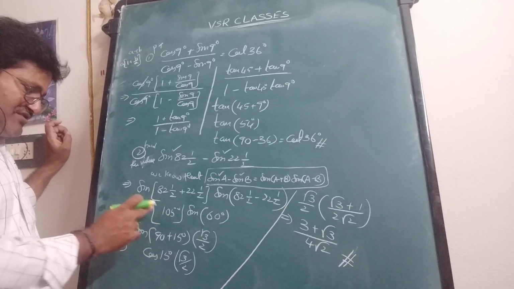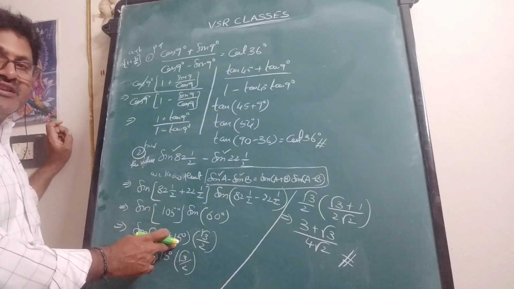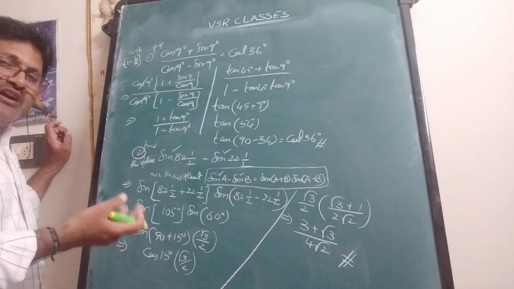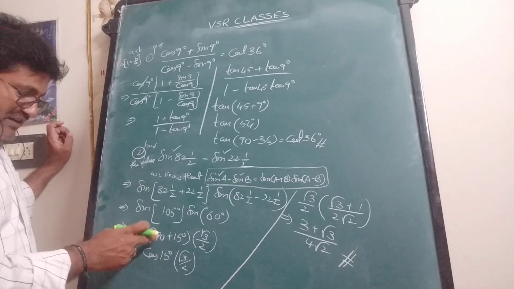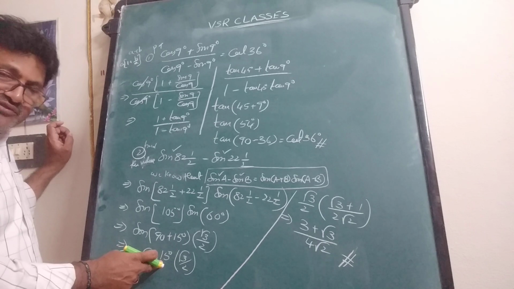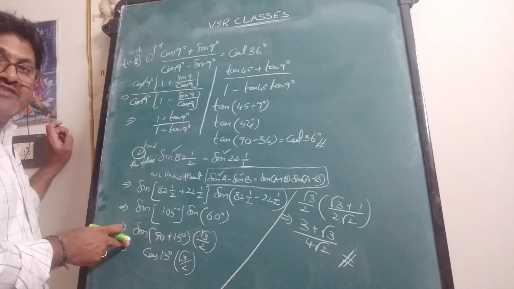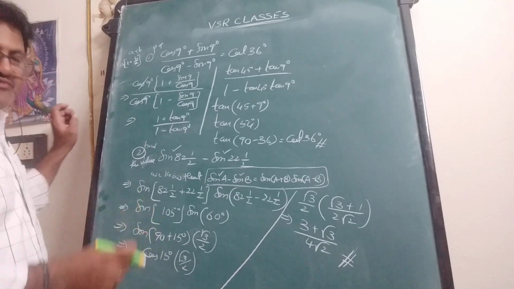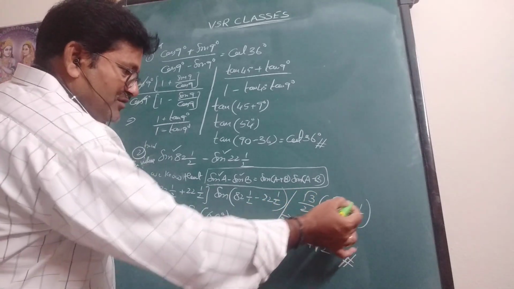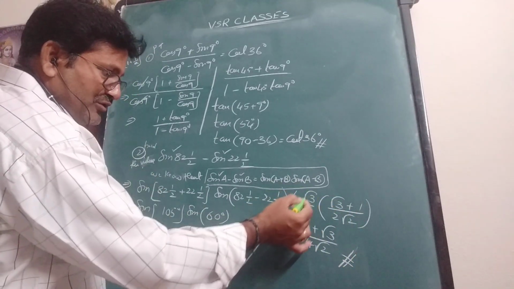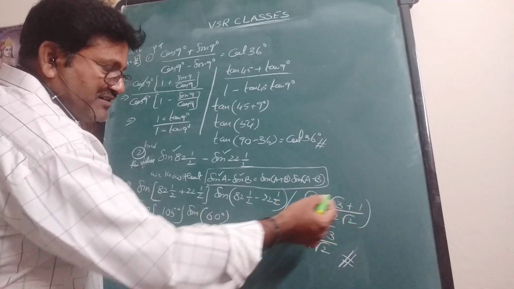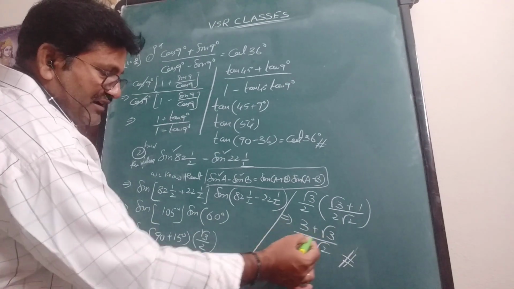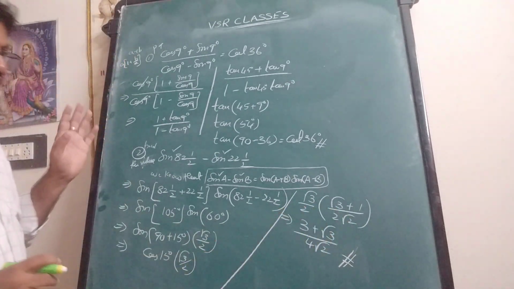And we can change sine 105, because directly we don't have known values. We have to change it to known values. So sine of 90 plus 15 we got cos 15. Why? Because this is the second quadrant, sine is positive and the function changes to cos 15. What is cos 15? Root 3 plus 1 by 2 root 2. Just multiply internally. Root 3 into root 3 is 3 plus 1 into root 3 by 4 root 2 is your result for this.